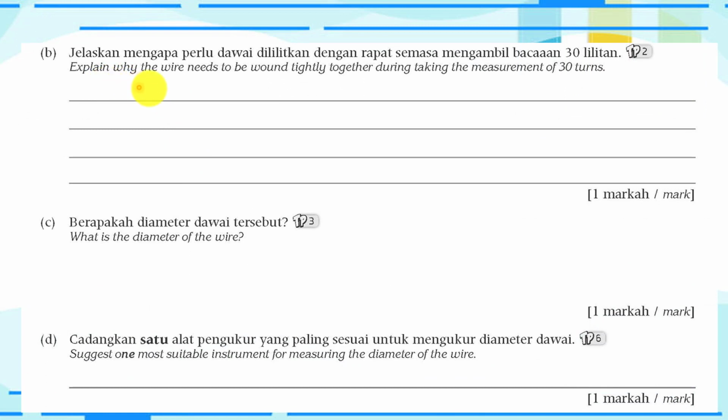Okay, B: explain why the wire needs to be wound tightly together when taking the measurement of the 30 turns. Why do they want to wind tightly? First, winding tightly means you want to reduce the space between the turns, then we can measure by using the ruler. Number two, we measure by 30 turns because we want to make the answer more accurate. Because you find the mean value, your answer is more accurate compared to measuring one wire only. So from here we give the answer.